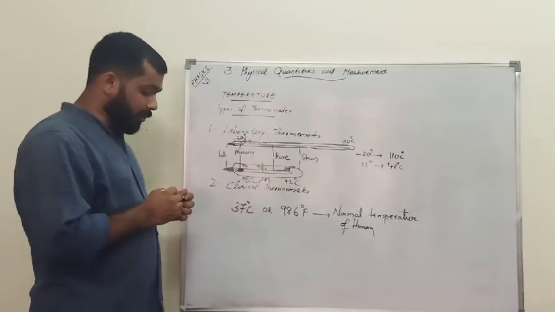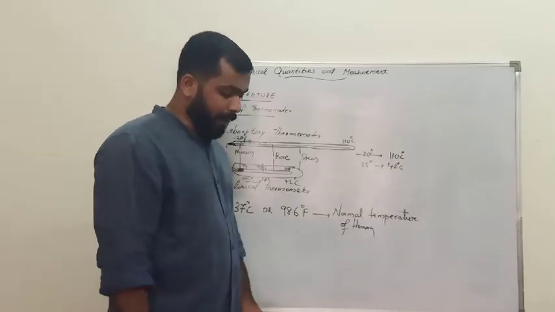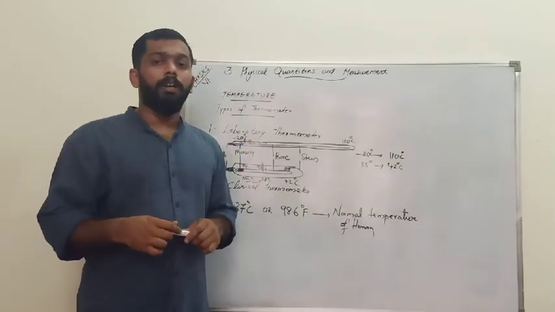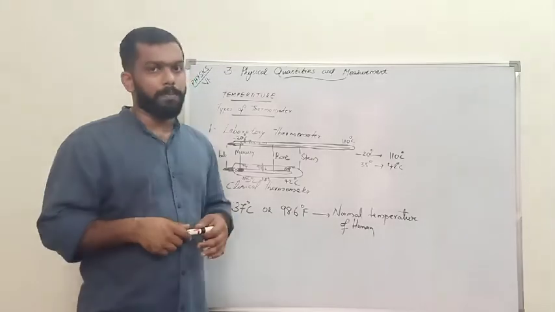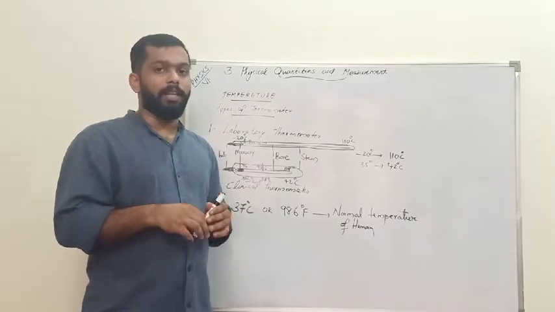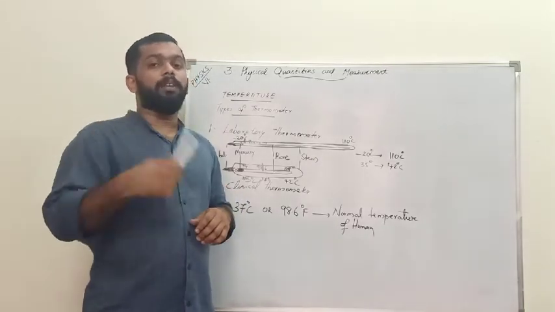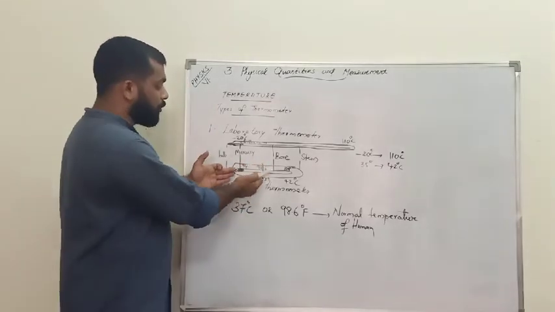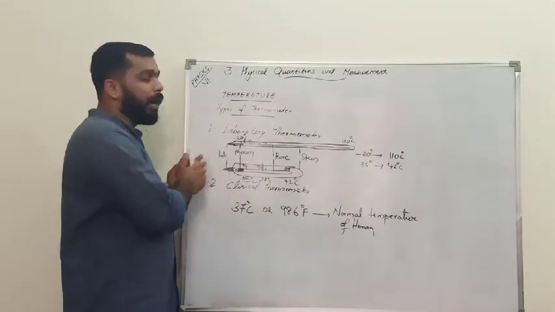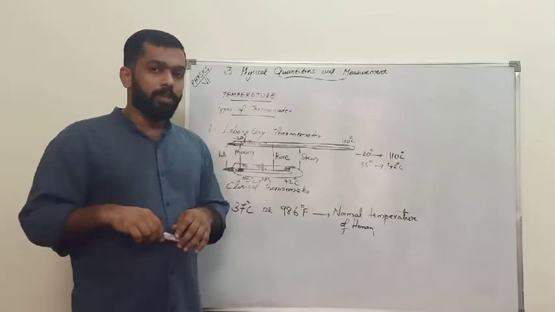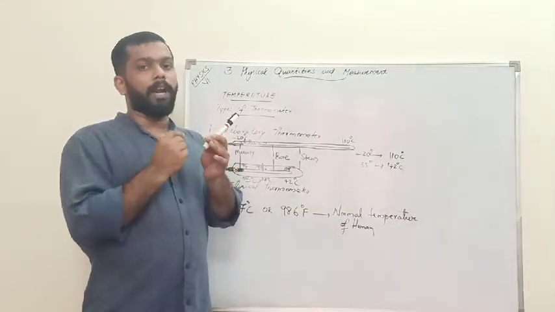So how do you measure the body temperature of a human being? When you have a fever and go to the hospital, the nurse will bring the thermometer and shake it. Why do they shake the thermometer? Initially we have to collect all the mercury in the bulb. So they shake it first, and all the mercury will be collected in the bulb.